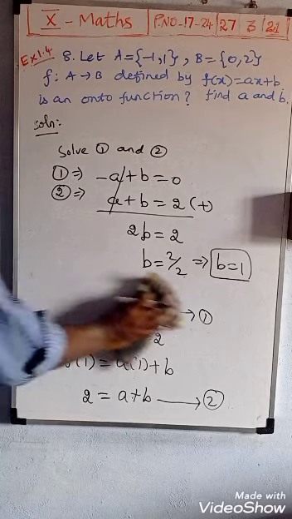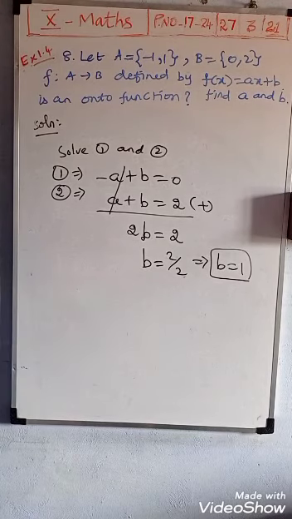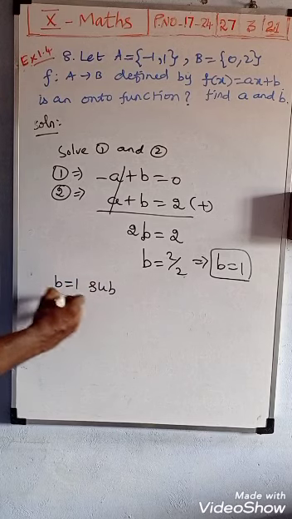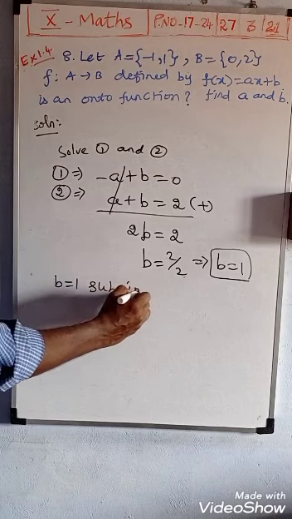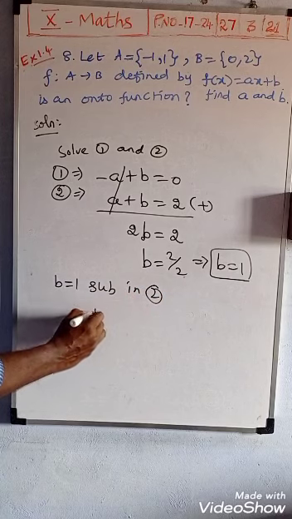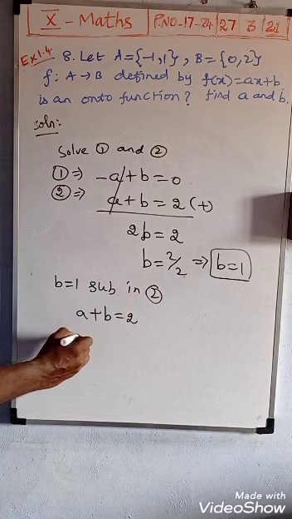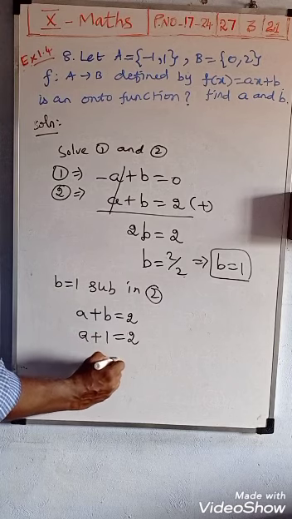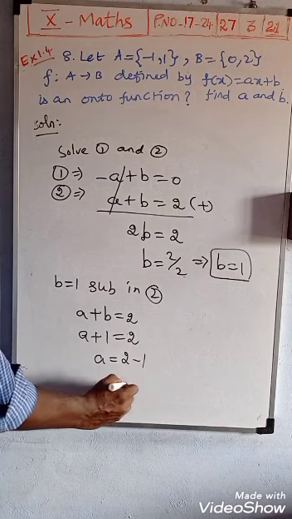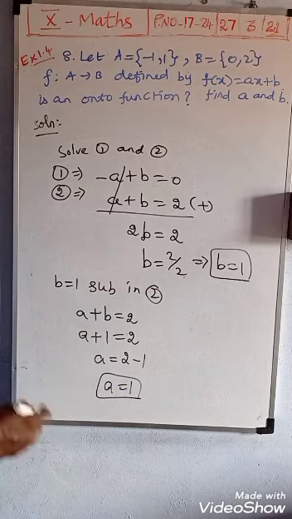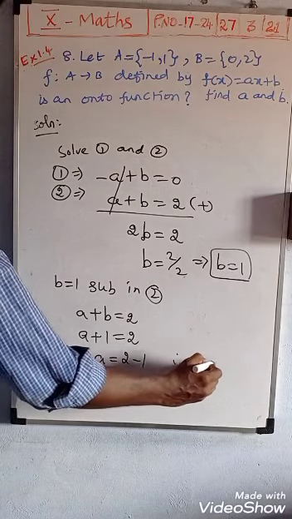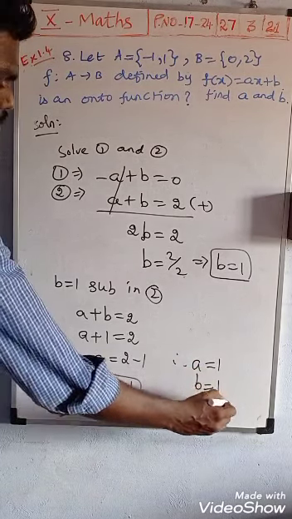b value is 1. You can substitute in equation 1 also, but I am substituting in equation 2. So put b is equal to 1 in the second equation, a plus b is equal to 2. Now a plus 1 is equal to 2. Plus 1 goes to the other side as minus 1, so a value will be 1. Therefore the question asks to find a and b values: a value is 1, b value also 1.